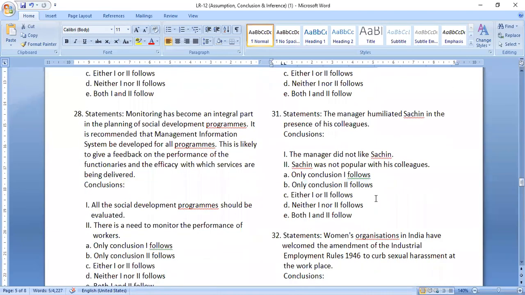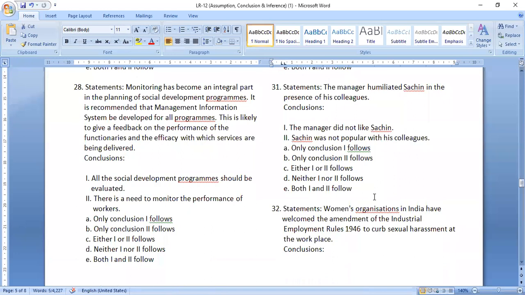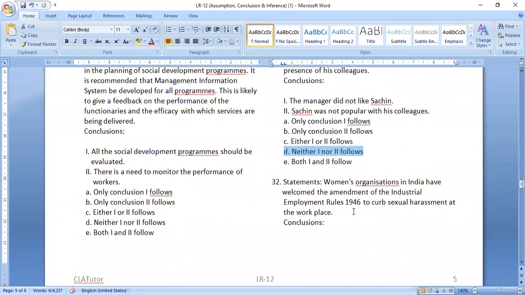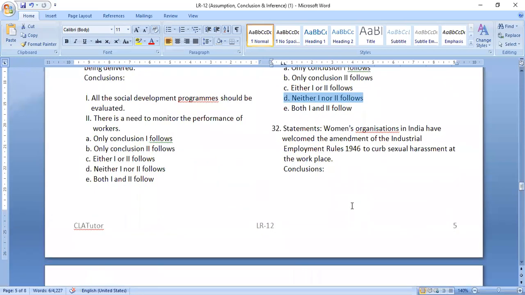Good, great. Okay. Next. The manager humiliated Sachin in the presence of his colleagues. Conclusion one, the manager did not like Sachin. Two, Sachin was not popular with his colleagues. So I think it's neither. We can't conclude for sure what the answer could be. Yes, I think neither is fine.